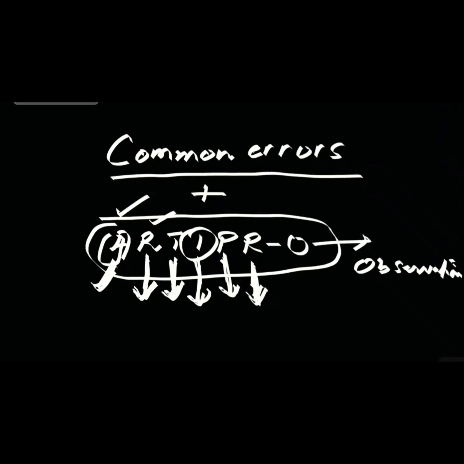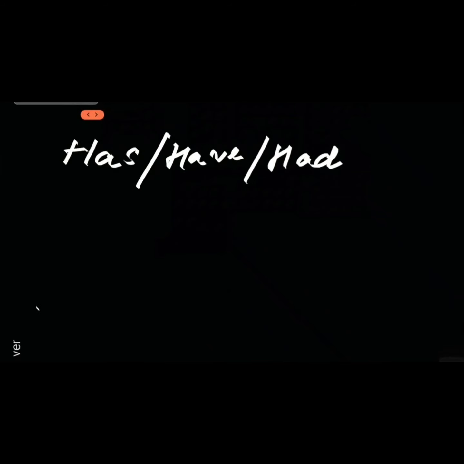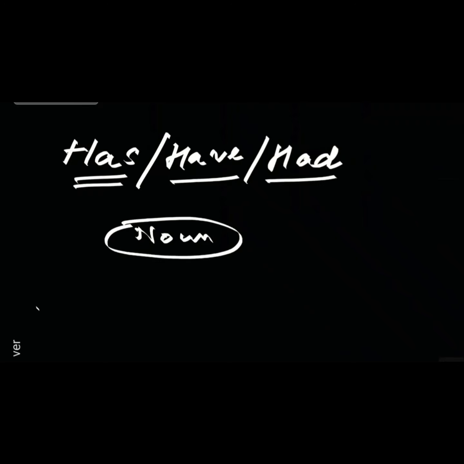But before we talk about these structures, common errors. Sorry about that. Common errors, number one: have, had, is, in, about, say, especially. Has is used for singular nouns, and had can be either singular or plural. It doesn't matter, it can be either singular or plural nouns.